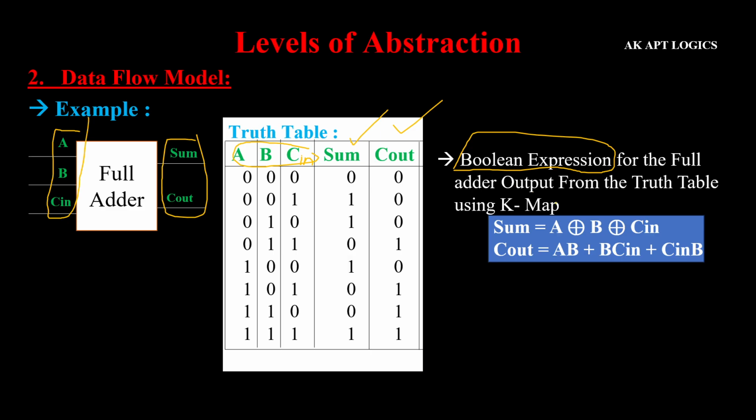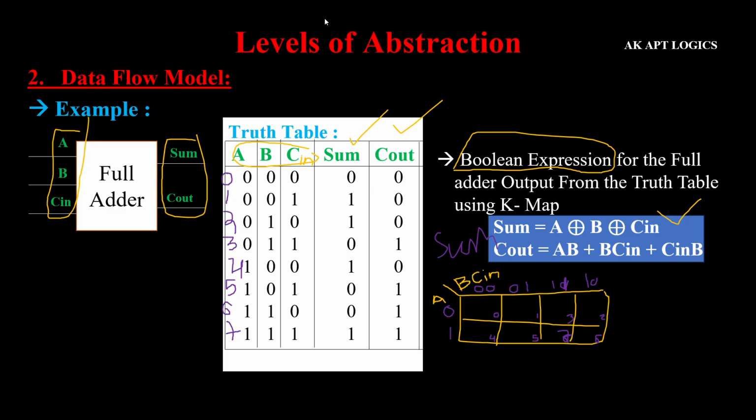Next, by applying the K-map, we are going to get the Boolean expressions for the full adder outputs from the truth table. Sum equals A XOR B XOR C in, and Cout equals AB plus B C in plus C in A. These are called the Boolean expressions of the outputs in terms of inputs. How we get this is using K-maps. Let me pause this video.